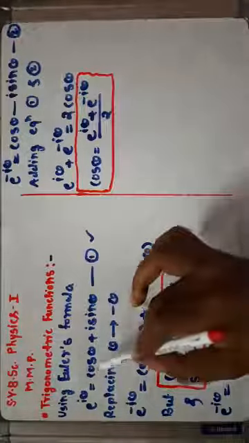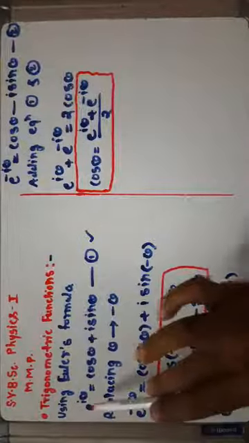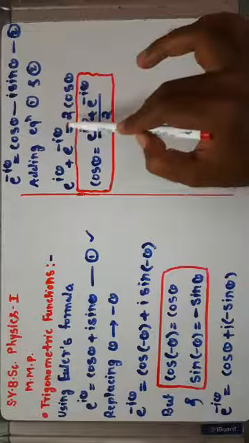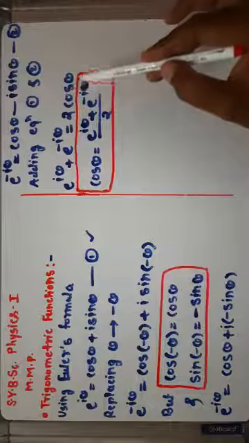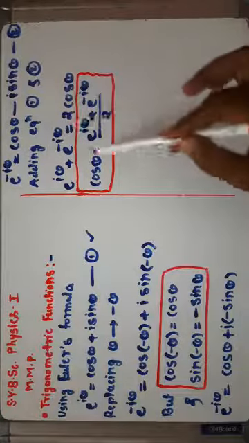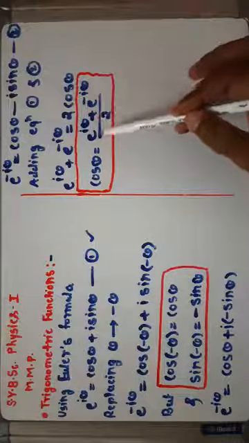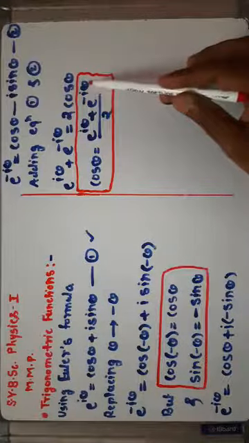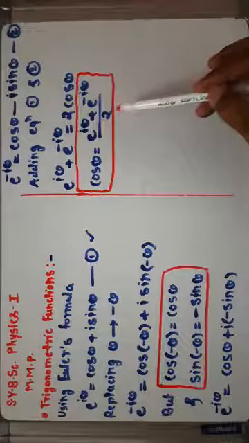We add equation 1 and 2, LHS and RHS. Then e raised to i theta plus e raised to minus i theta is equal to cos theta plus cos theta, and the sine terms get cancelled. Rearranging, cos theta is equal to e raised to i theta plus e raised to minus i theta, divided by 2, right?